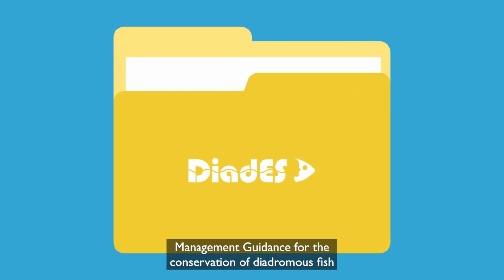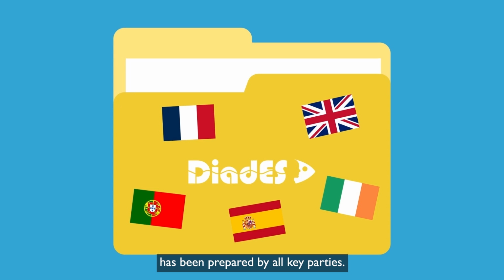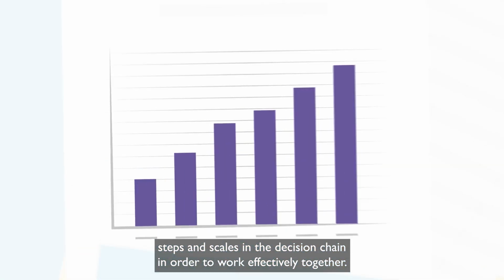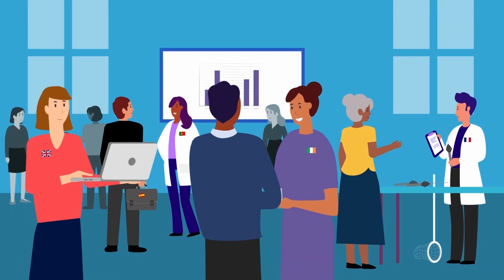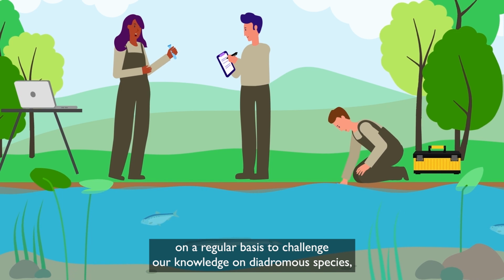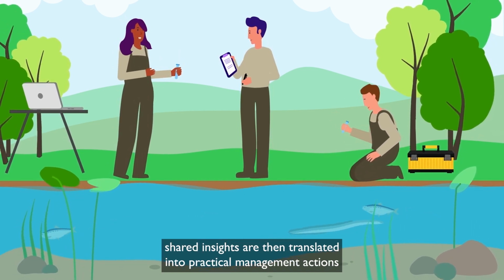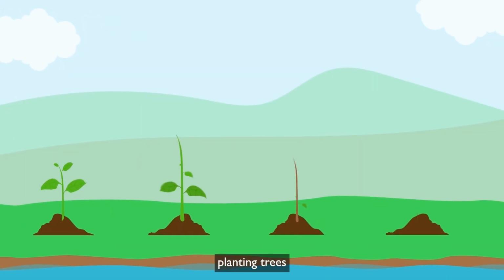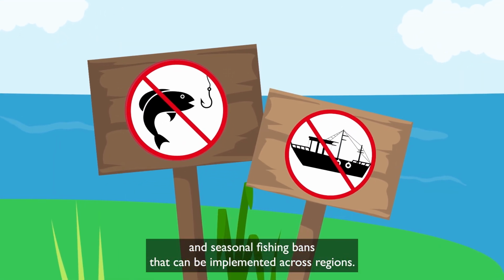Management guidance for the conservation of diadromous fish has been prepared by all key parties. The management guidance emphasises the need to share knowledge at various steps and scales in the decision chain in order to work effectively together. With new insights gained on a regular basis to challenge our knowledge on diadromous species, shared insights are then translated into practical management actions, such as removing dams, planting trees, and seasonal fishing bans that can be implemented across regions.